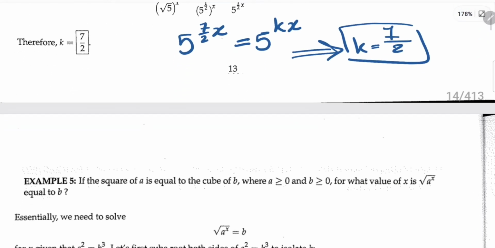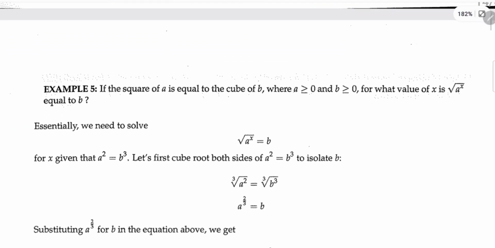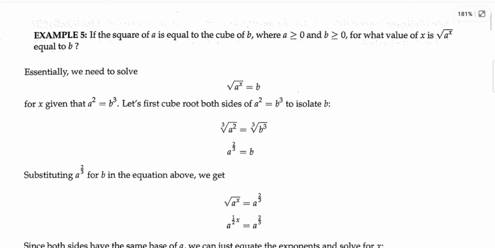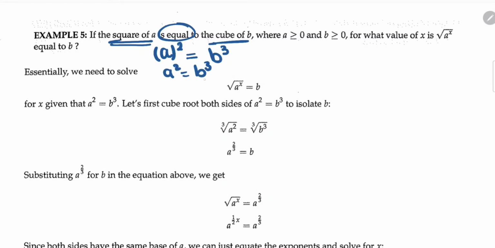I hope you understand it. Let's take another example. And this is a very important example, so focus with me. Square of a. How can I write the square of a? It's a to the power 2, is equal to cube of b, so it's b to the power 3. So you have this important note: a to the power 2 equals b to the power 3.